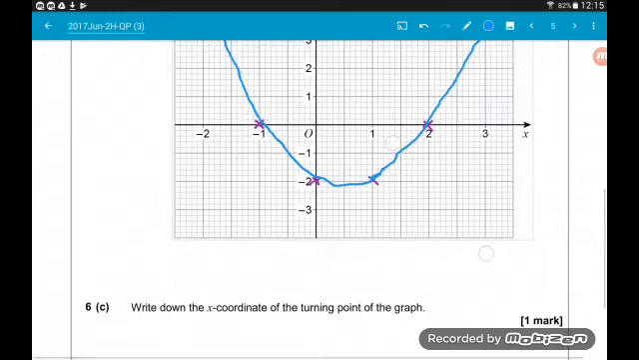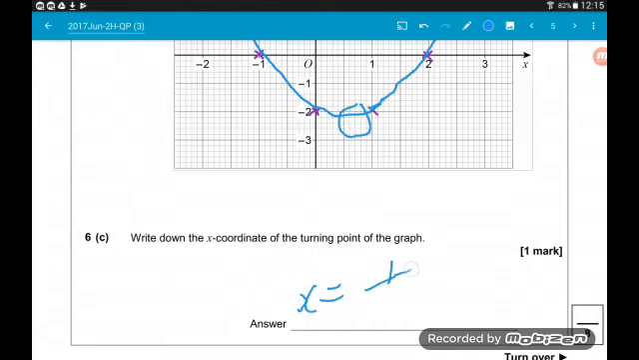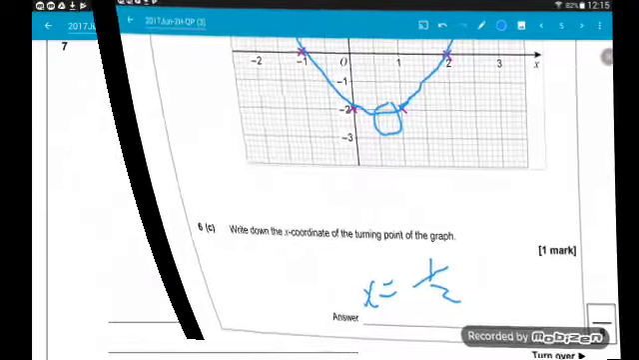Okay, and then the next bit of the question just asks us to write down the x coordinate of the turning point of the graph. So that is this point here, which happens at x equals 1/2. Jobs are good, that's one for 6.